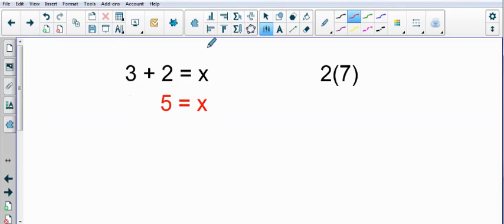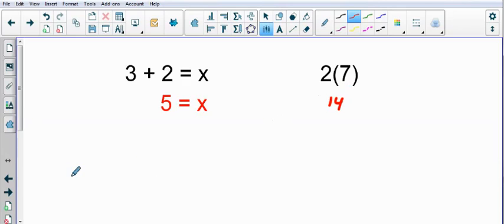Another example. What about 2 times 7? Definitely not an equation. That is an expression. Okay, can we simplify that? Is there something you'd rather write than 2 times 7 over and over? Of course you would. 14. 14 is a simpler version of 2 times 7.